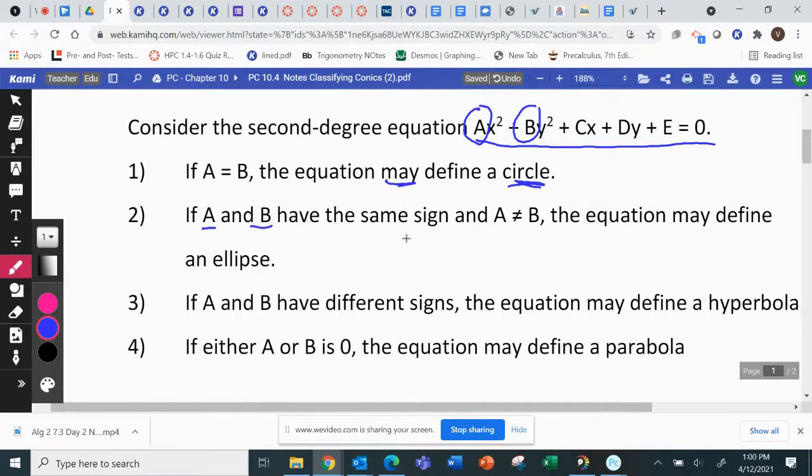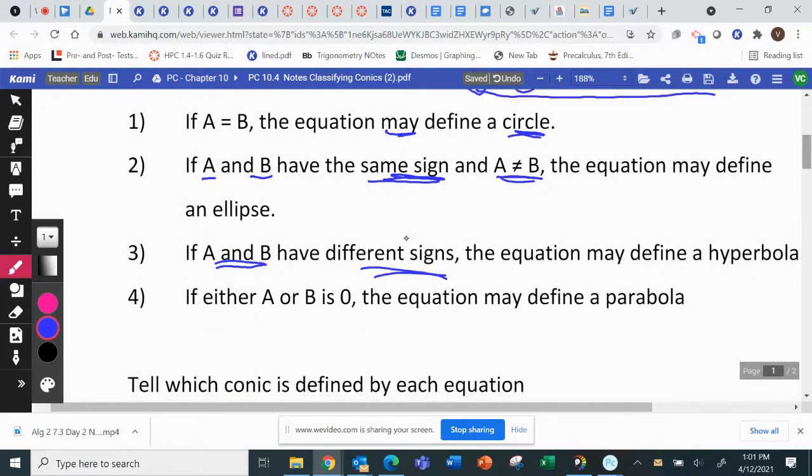If a and b have the same sign, but they do not equal each other, we're talking ellipse. Same sign, but not the same number. If a and b have different signs, one's plus, one's minus, that might define a hyperbola. And then we haven't learned about parabolas yet. We're doing that later in class today, but we can still classify it because parabolas only have either x squared or y squared. They don't have both. So if you're missing a or b, if one of them's 0, then it was a parabola.